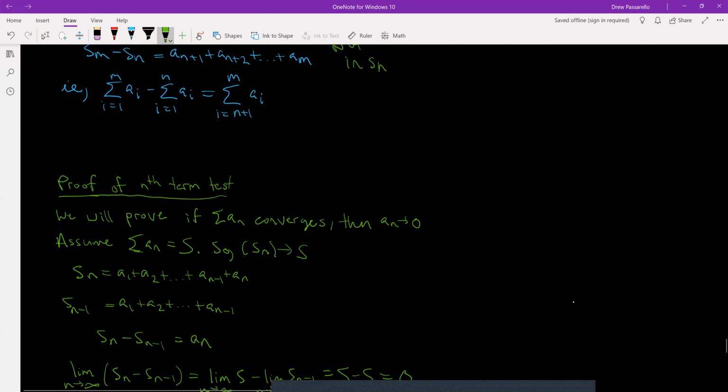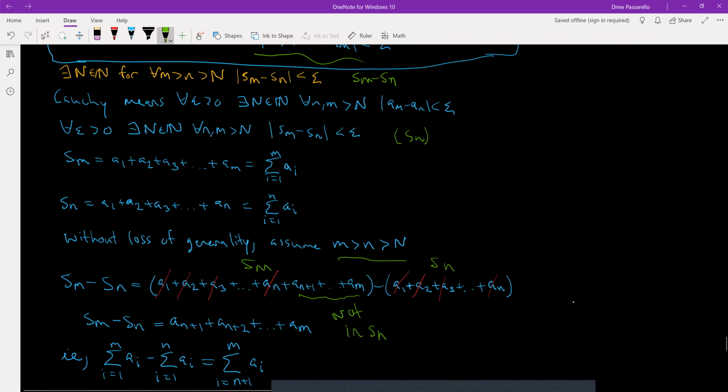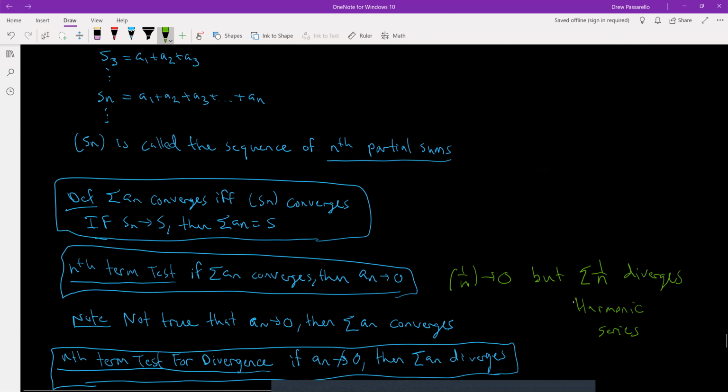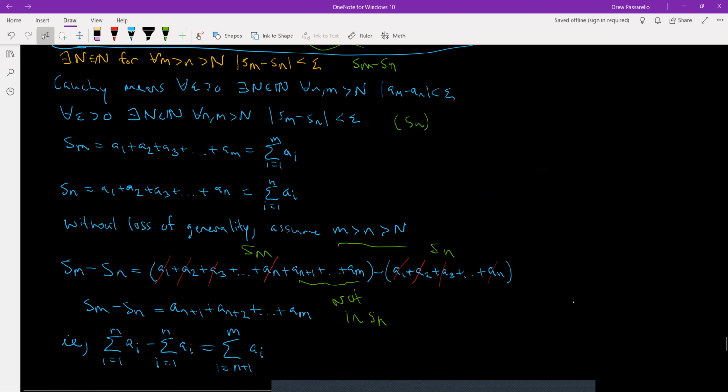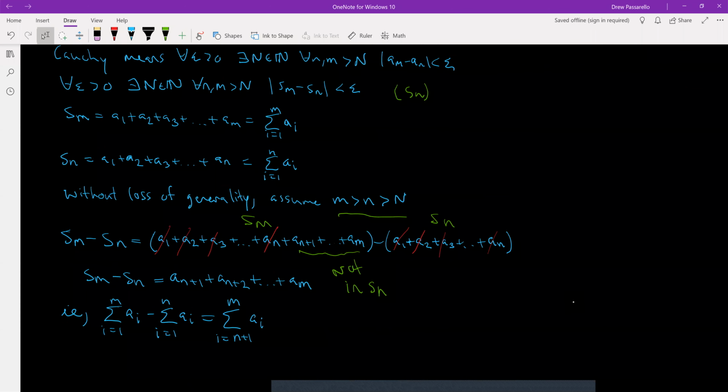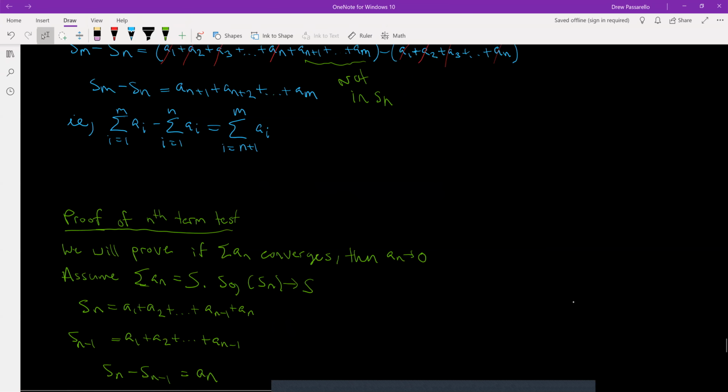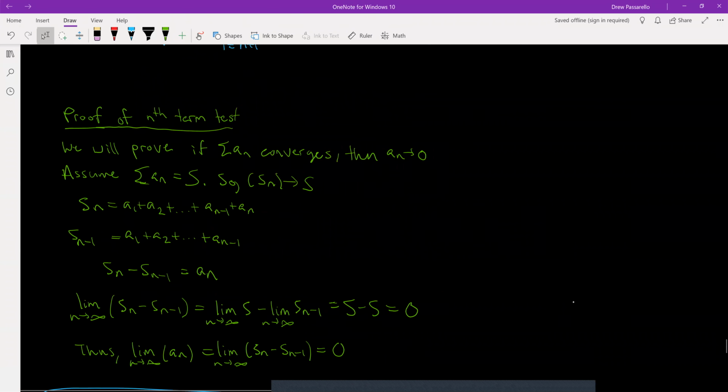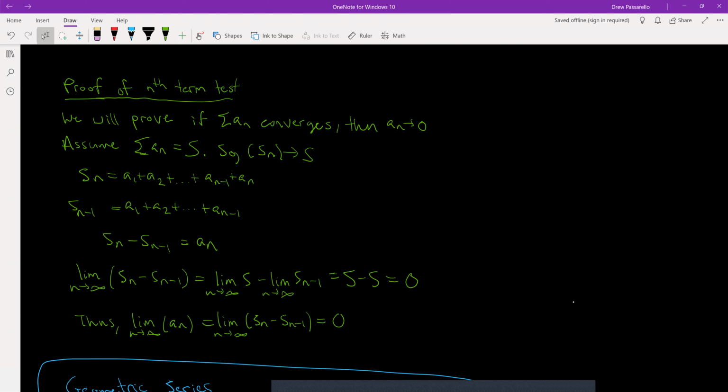So I'm going to go over a proof of the nth term test. The nth term test is that if the series sum of a_n converges, then the sequence consisting of a_n converges to 0. So assume the series converges. Let's call the sum S. So the sequence of nth partial sums converges to S.